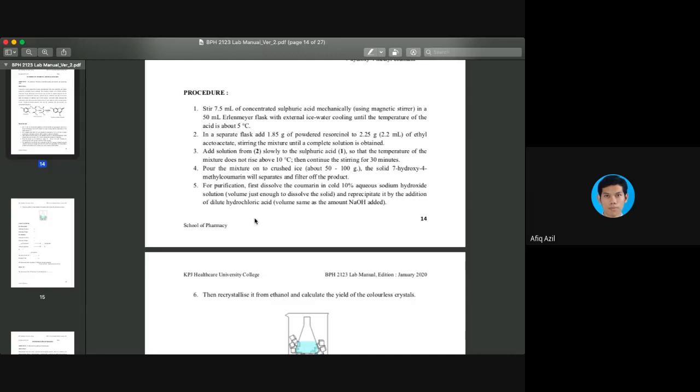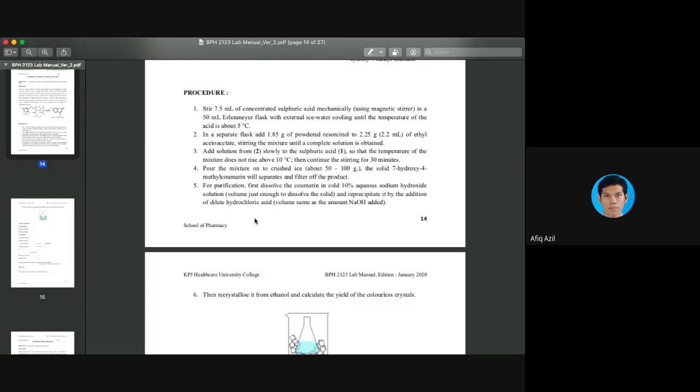The product that you obtain in number 4, once you filtered, will be dissolved in cool 10% aqueous sodium hydroxide, NaOH. So that means you have to first cool NaOH in an ice bath. The volume that you need is just enough so that you can dissolve the whole thing. So I will not put a specific volume like 5 ml, 10 ml, because the amount of product formed in number 4 will be different for each one of you.